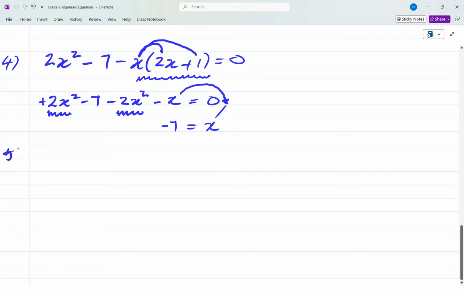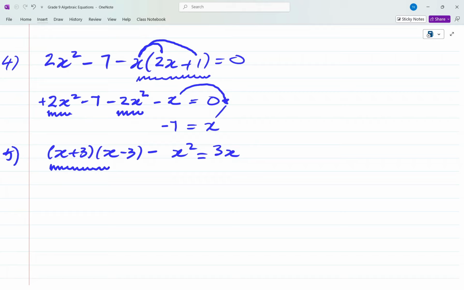And then we go to number 5. This is how I write number 5, sorry. We have x plus 3, and then x minus 3. And then on the right hand side, oh, not on the right hand side, sorry. This is minus, so let me say minus x squared, and then I have positive 3x on the right hand side. So now our distributive property will be taking place between two brackets. So this is what I'm going to do.